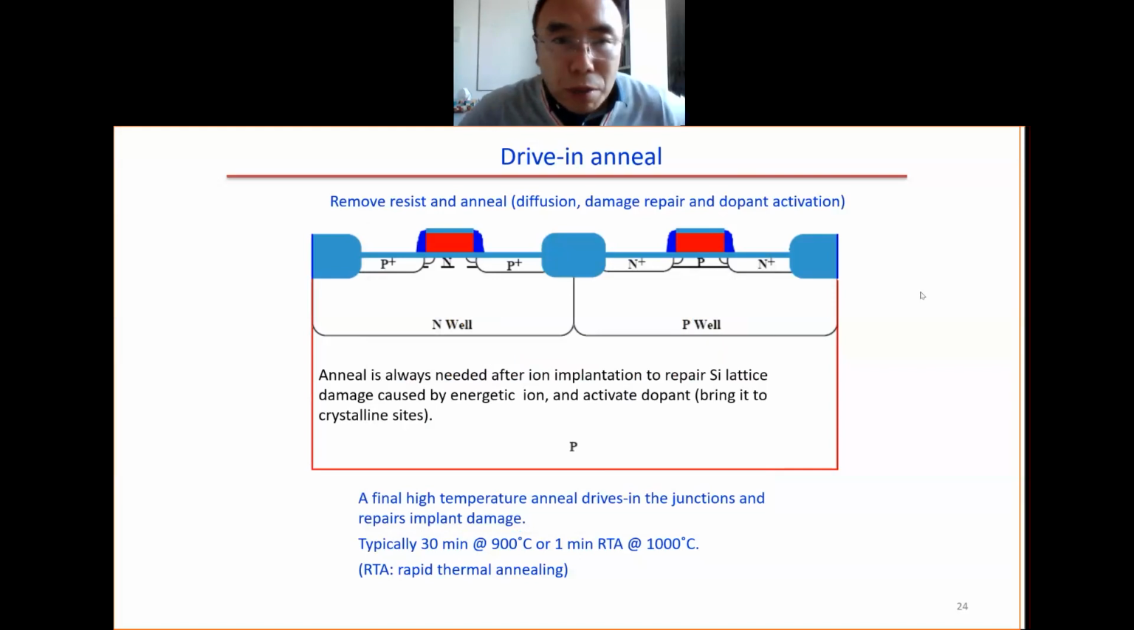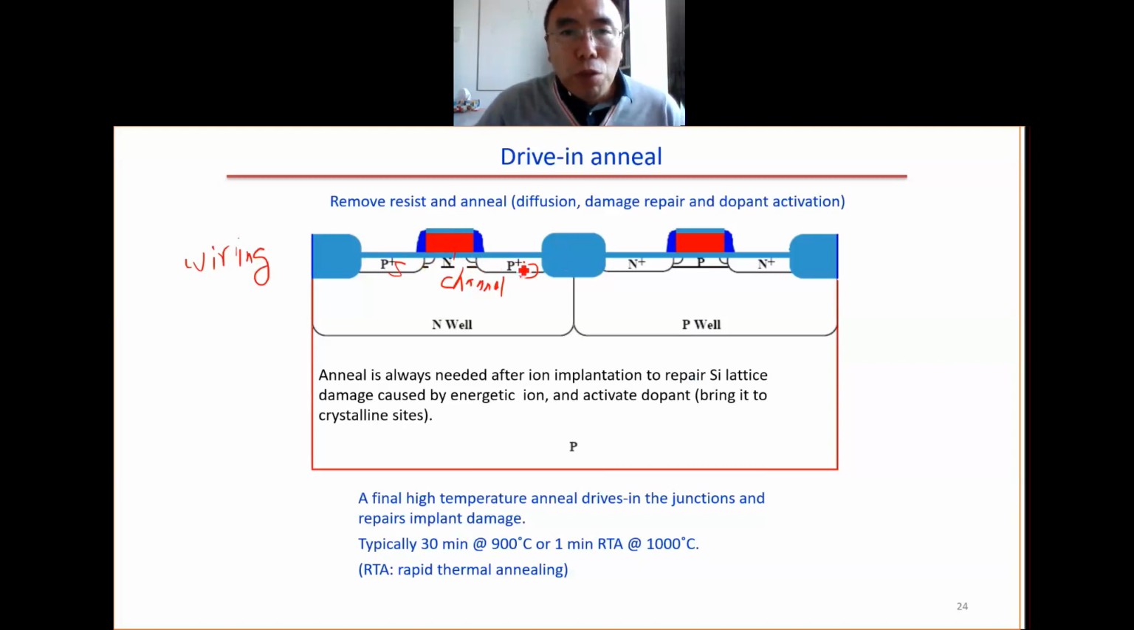So last time we talked about the fabrication of the transistor itself. So we have the source, drain, the channel here, and we have the gate. So the next step is to make the wiring to the terminals.